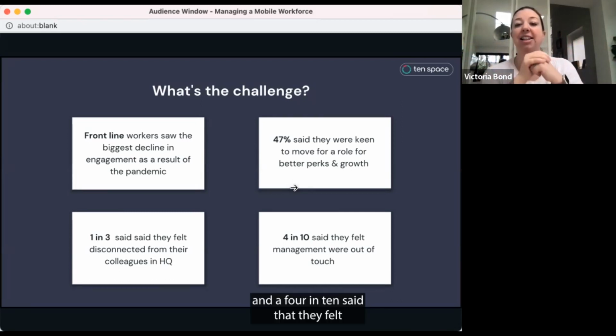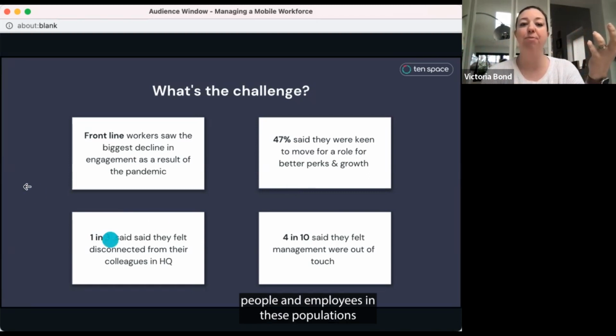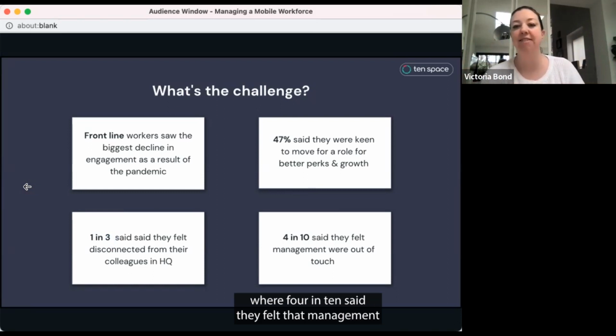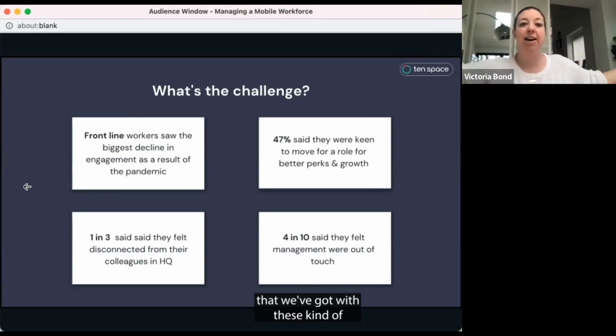4 in 10 said that they felt that management were out of touch. We do sometimes see this in engagement surveys, where employees in these populations will say, I've told you this before, or you're not listening, or you don't understand our role. That seems to translate into the wider populations, where 4 in 10 said they felt that management were out of touch. All of this is contributing to the engagement challenge we've got with these more dispersed workforces.